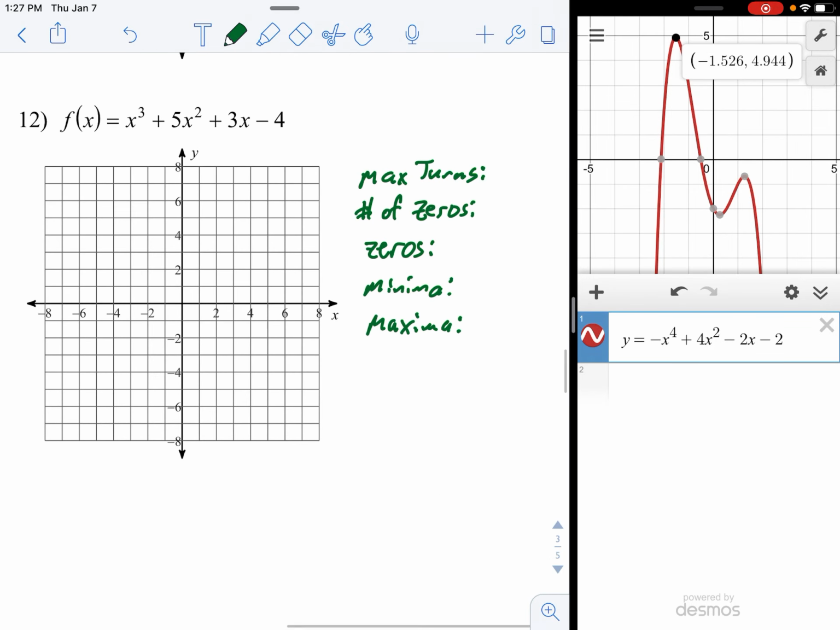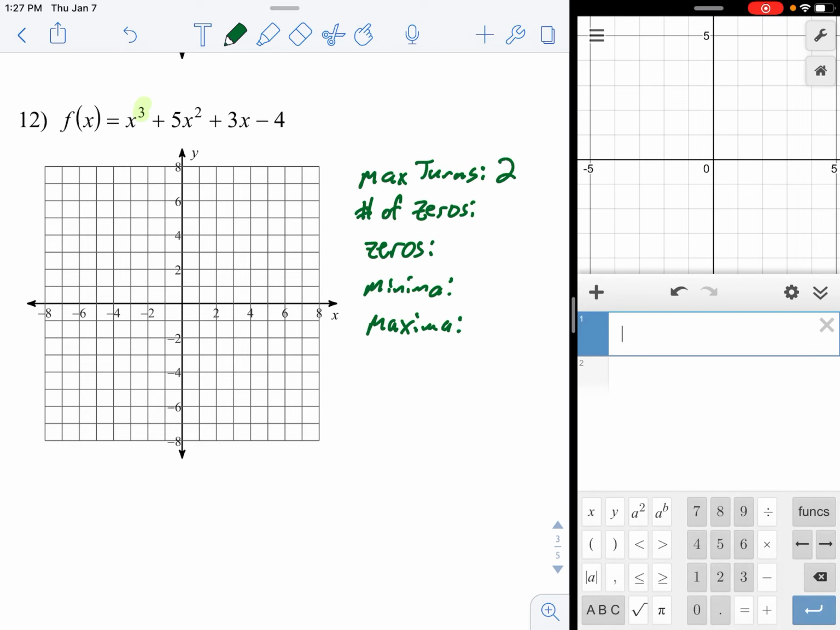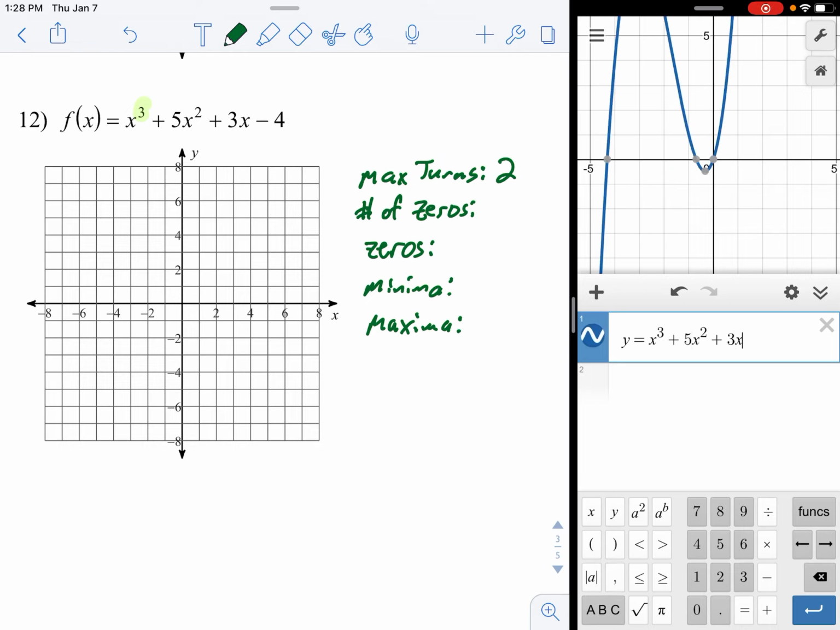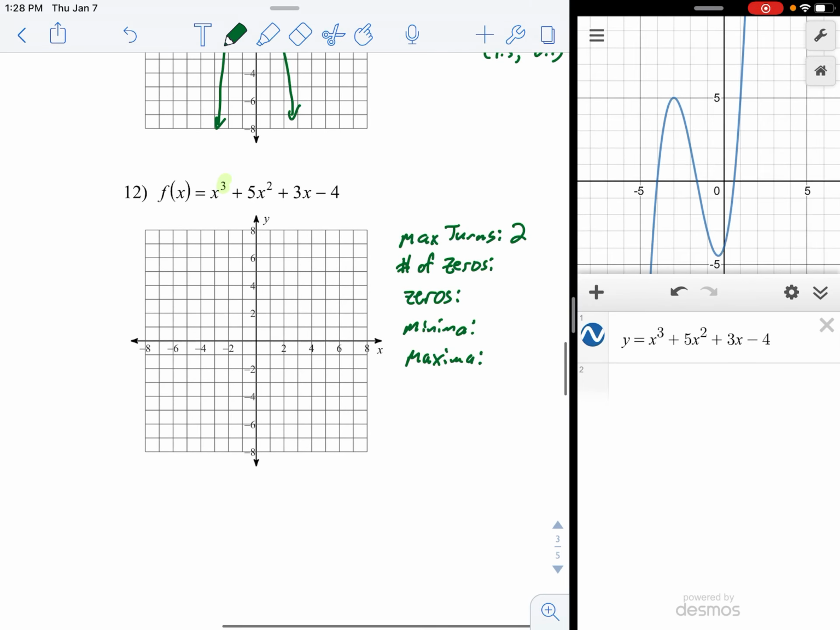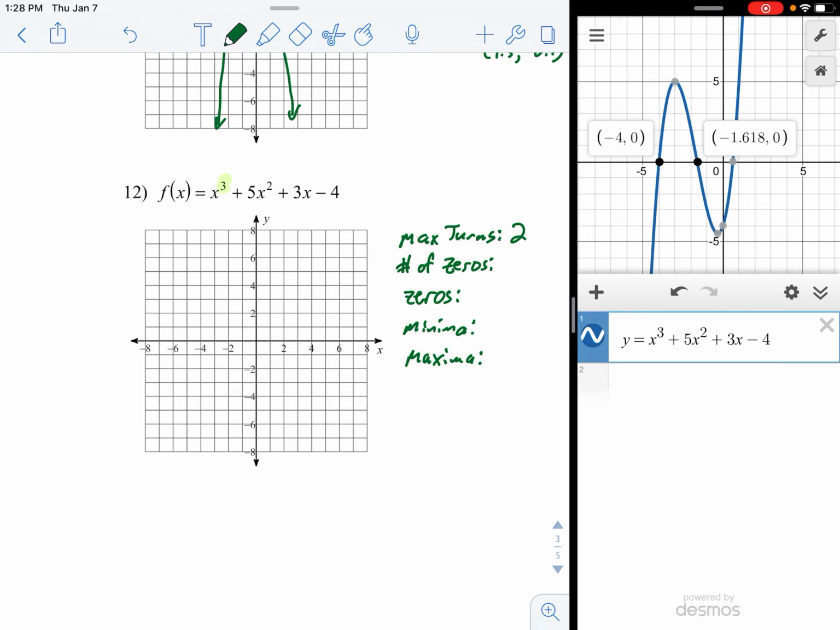All right, maximum number of turns. Third power, 2 turns. Number of zeros. Well, got to graph it to see. Y equals x raised to the third plus 5x to the second. Oops, all right, that's all messed up. There we go. 5x to the second plus 3x minus 4. Did I type it in correctly? Okay. How many zeros are there? Looks like there are 3. 1, 2, 3.